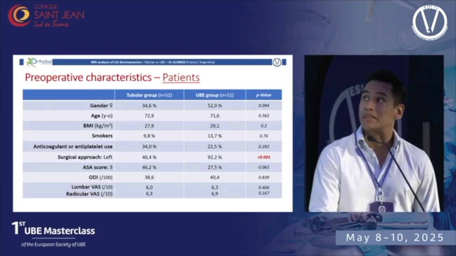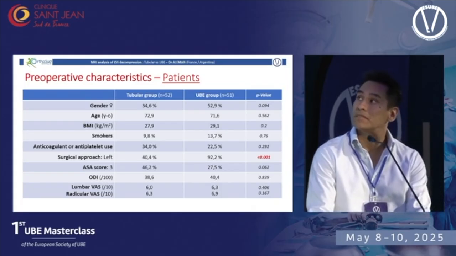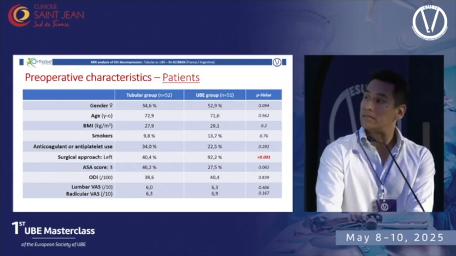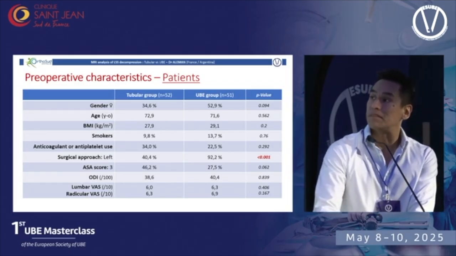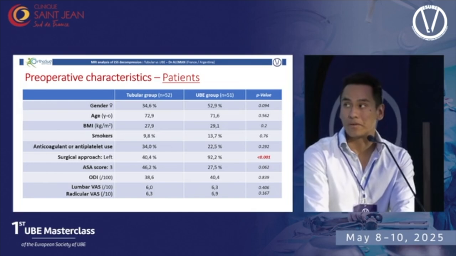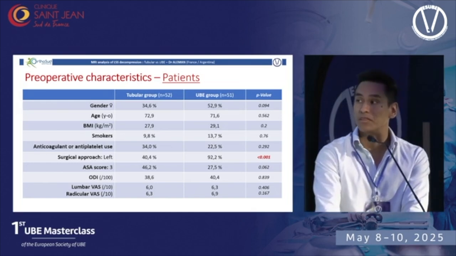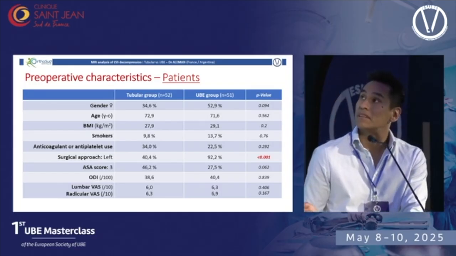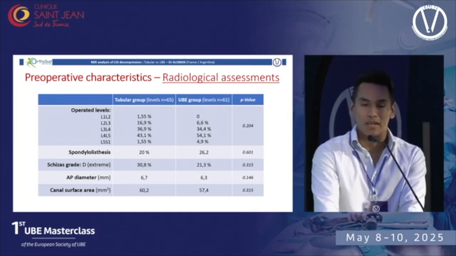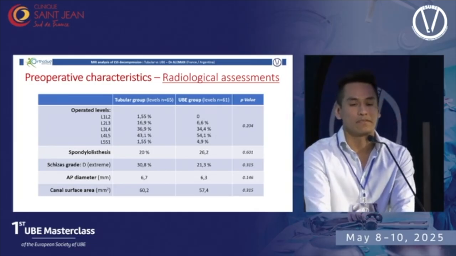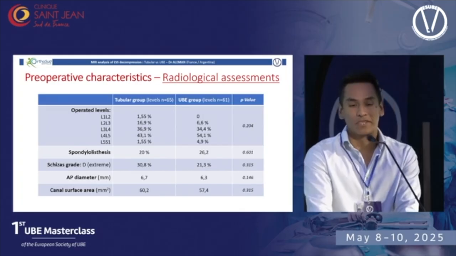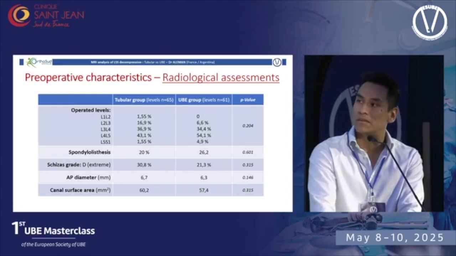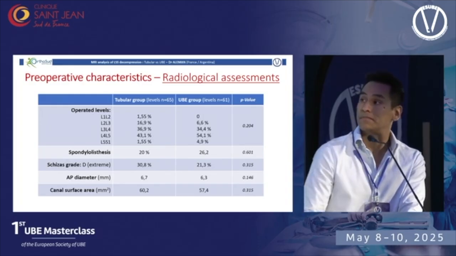There was no significant difference between groups, constituting 2 homogeneous groups. There was no significant difference in age, weight, or anticoagulant therapy, but there was a tendency toward left side approach in the UBE group. For the ODI, lumbar VAS or radicular VAS, there was no significant difference. Similarly, there was no significant difference in the preoperative radiological findings, including the presence of spondylolisthesis and degree of stenosis.